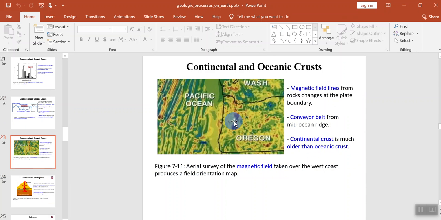Here we're showing the magnetic field, West Coast United States. You see the Pacific plate and North American plate. You really see the boundary between the two.